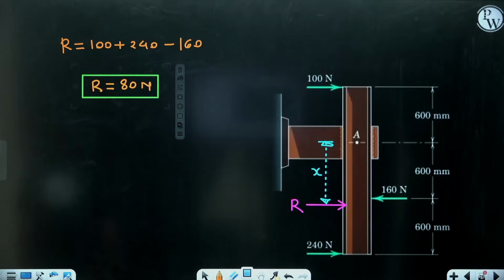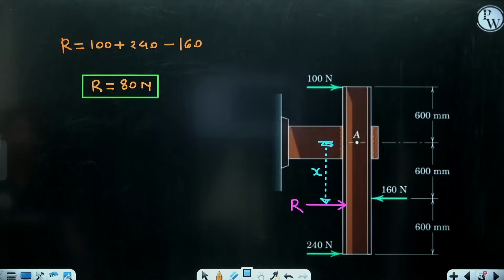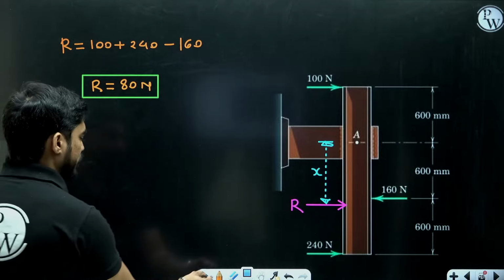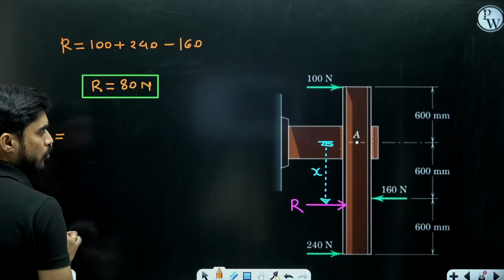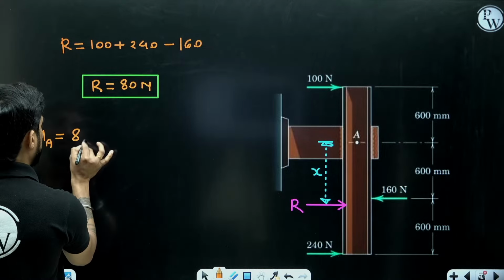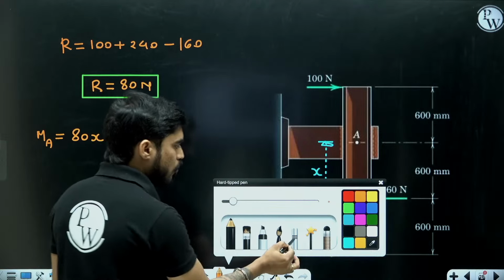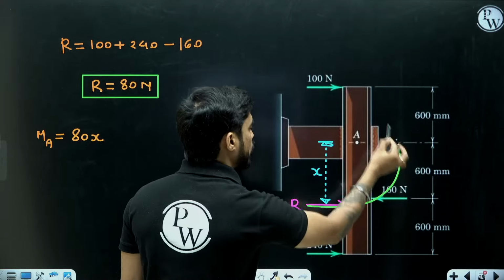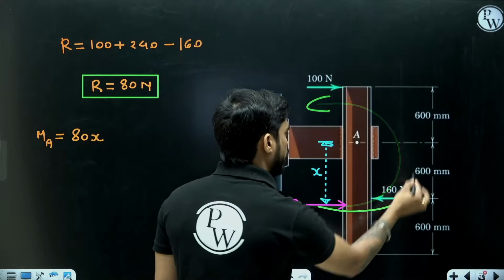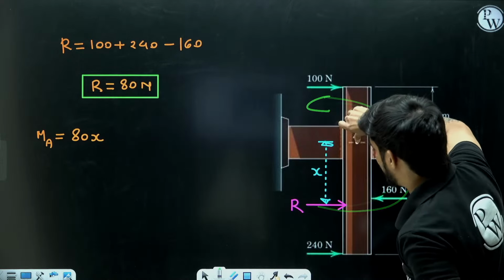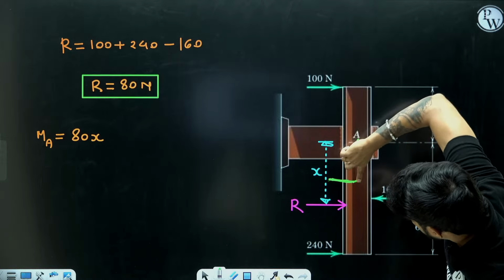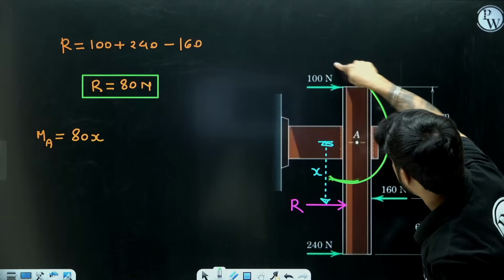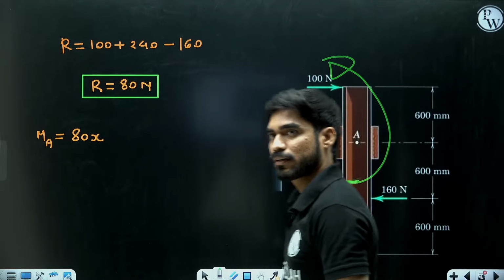Now we will find the value of X. We need the distance of R from A. So I am going to take the moment at point A. So moment of R will be 80x. Now this moment is going to be anti-clockwise. Can you see that? The moment of R is anti-clockwise. Put your thumb at point A, point the finger towards R, move the finger in the direction of R. So it is creating anti-clockwise moment, right?